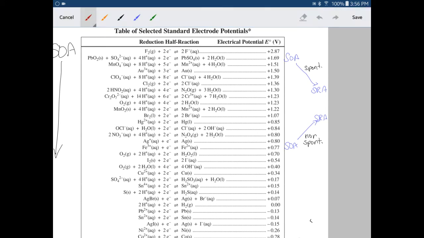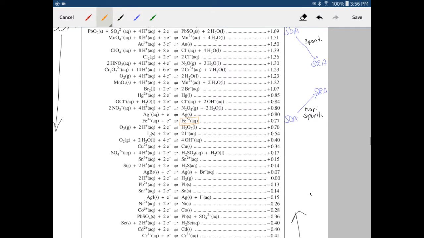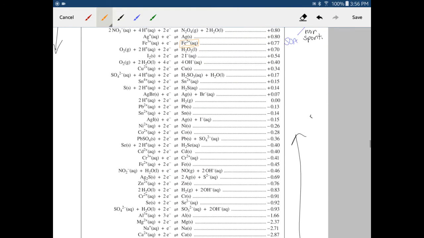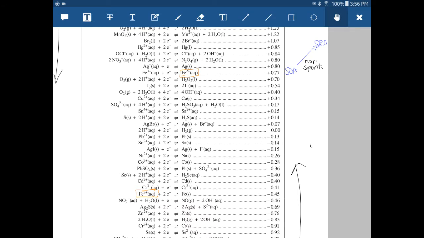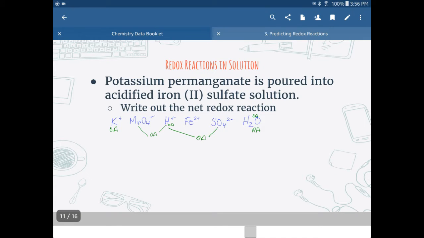Okay, so we can see, let's do this in orange, that we have our iron 2 here. And I do believe we have our iron 2 here. So this can be listed as both an OA or an RA as well. When we go back, again, we can list this as an OA or an RA.